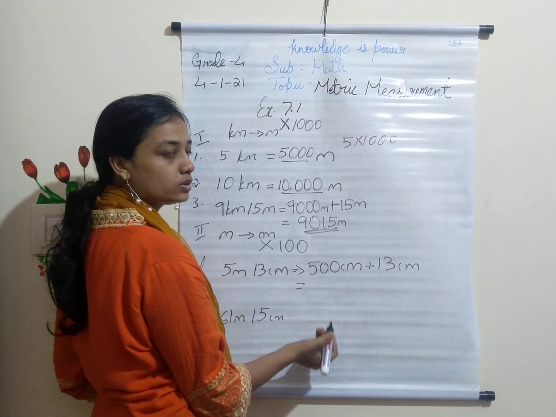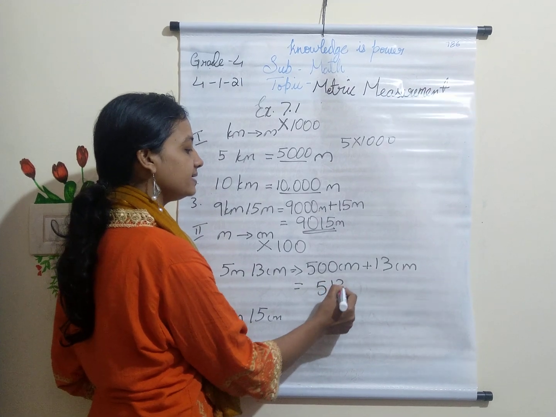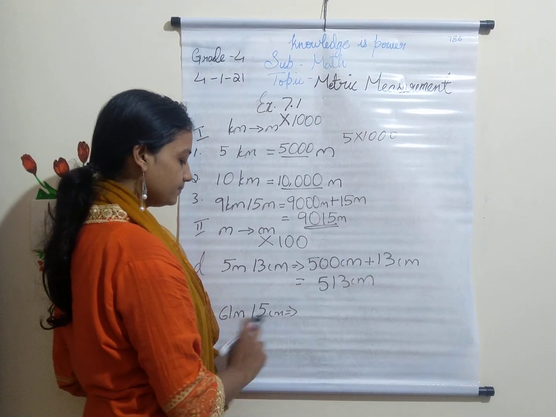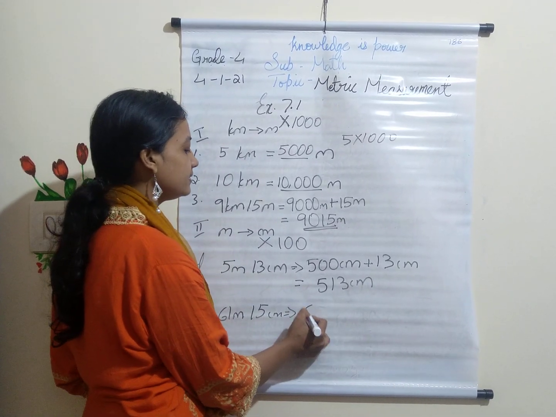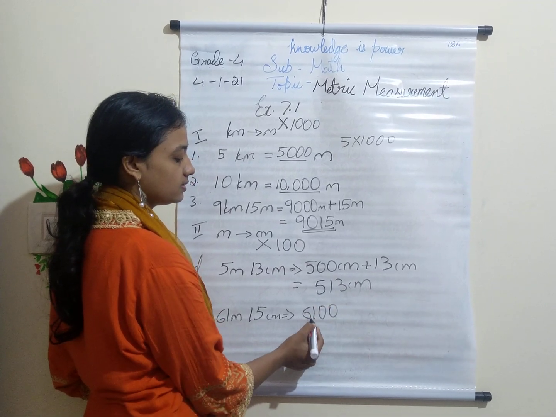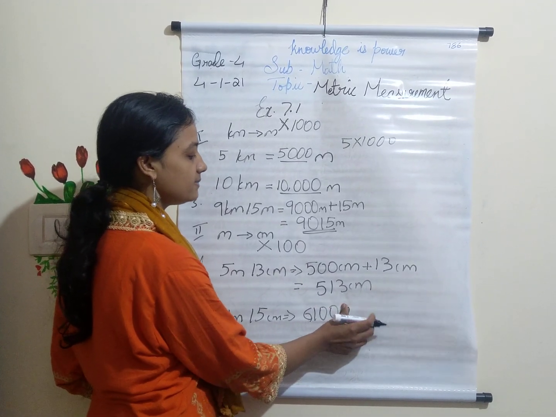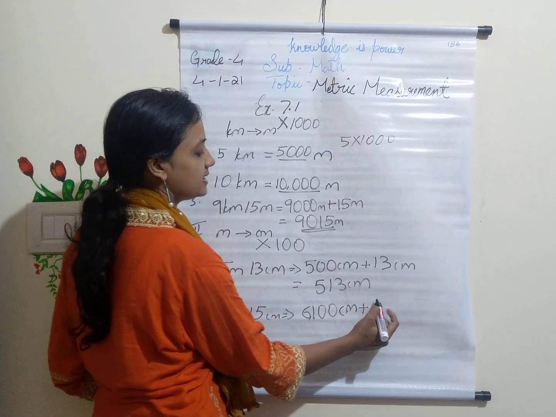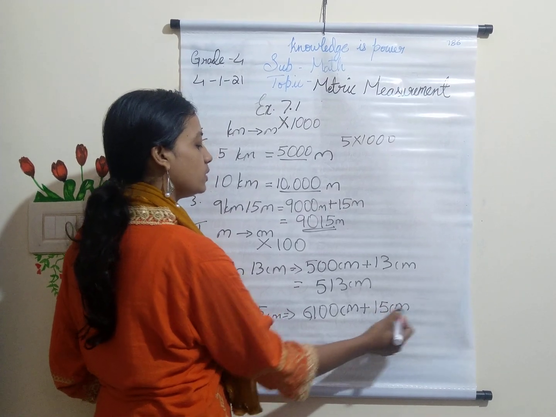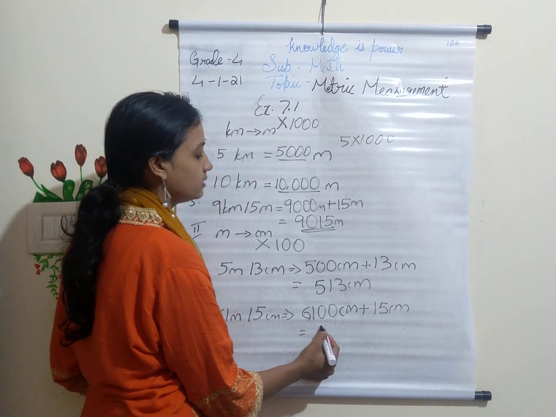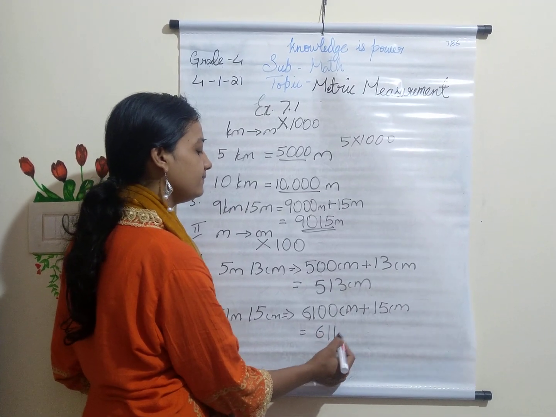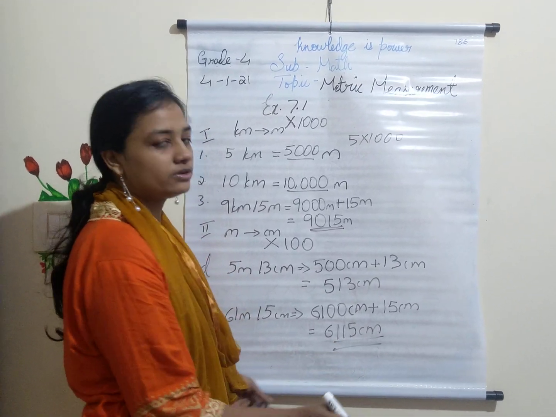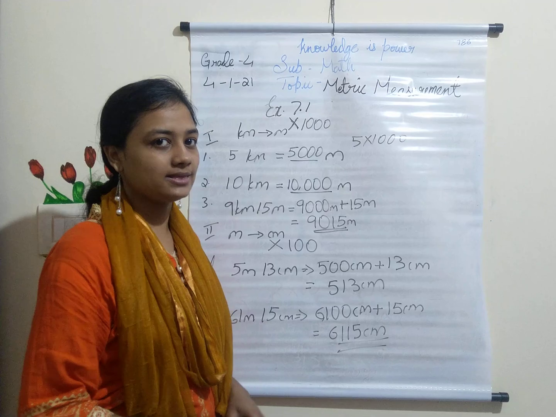So when I add them both, what do I get? I get 513 centimeters. So let me show you one more sum of that type. 61 meter will be 61 and 2 zeros, 6,100 centimeters. Plus, I already have 15 centimeters here. So now add this too. What is the answer you get? 6,115 centimeters. That is that simple, children. I want you to practice and show me the answers for the others.